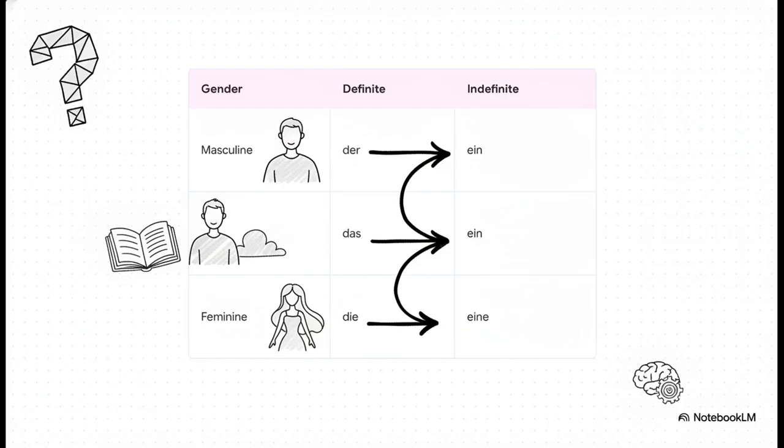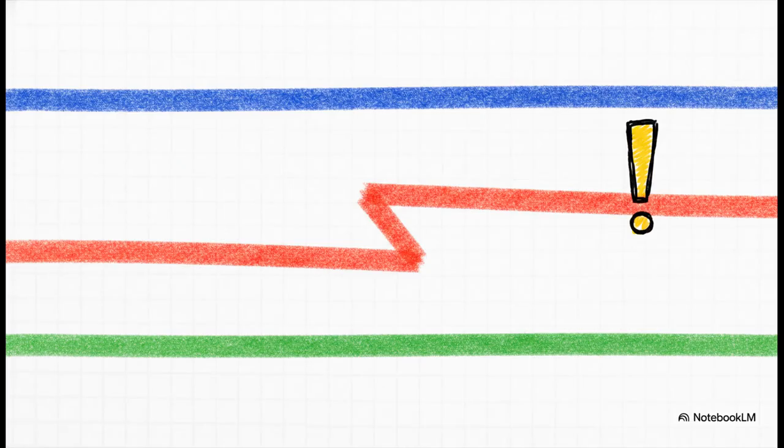For the masculine der, the indefinite article is simply ein, so der Mann becomes ein Mann. Super simple. For the neuter, das, it's exactly the same, ein. Das Buch becomes ein Buch. But then for the feminine die, it changes slightly to eine. So die Frau becomes eine Frau. Did you catch that? Only the feminine indefinite article changes to eine. The other two, masculine and neuter, stay exactly the same. They both just use ein.